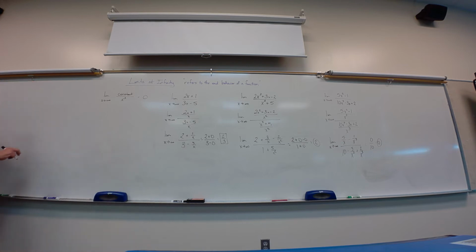Let's look at one where the power on top is larger. Let's go limit as x approaches infinity of 5x to the 4th plus 3 over 2x cubed plus x squared. So this time we've got a larger exponent in the numerator. So I want to divide by that largest one, that largest one's what's going to help me some. So I want to divide numerator and denominator by x to the 4th.